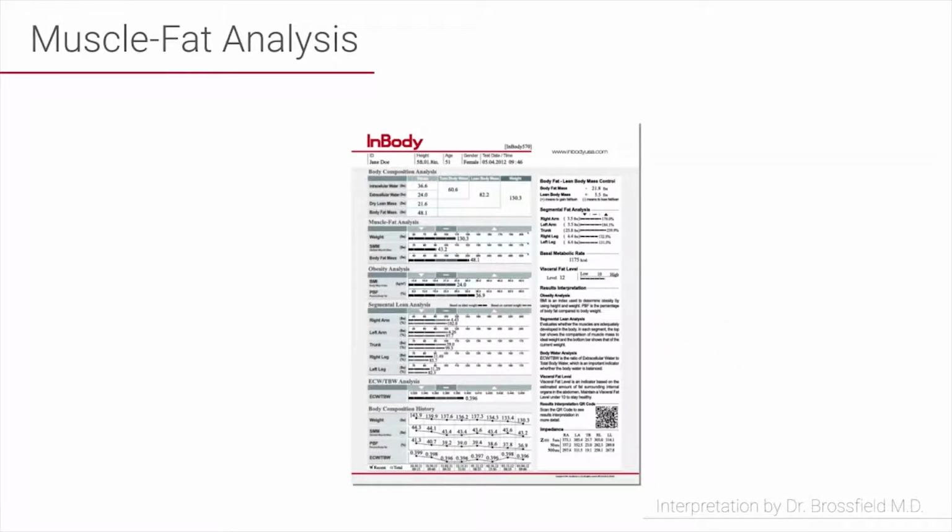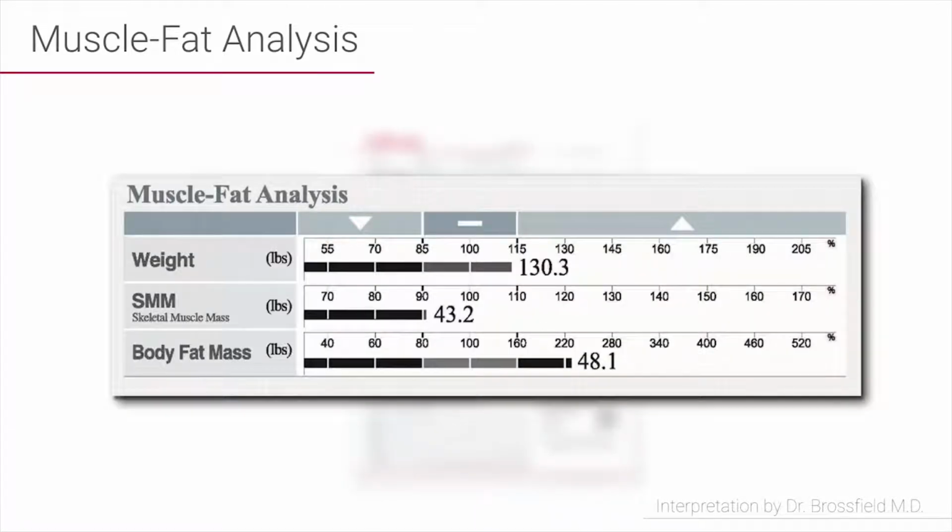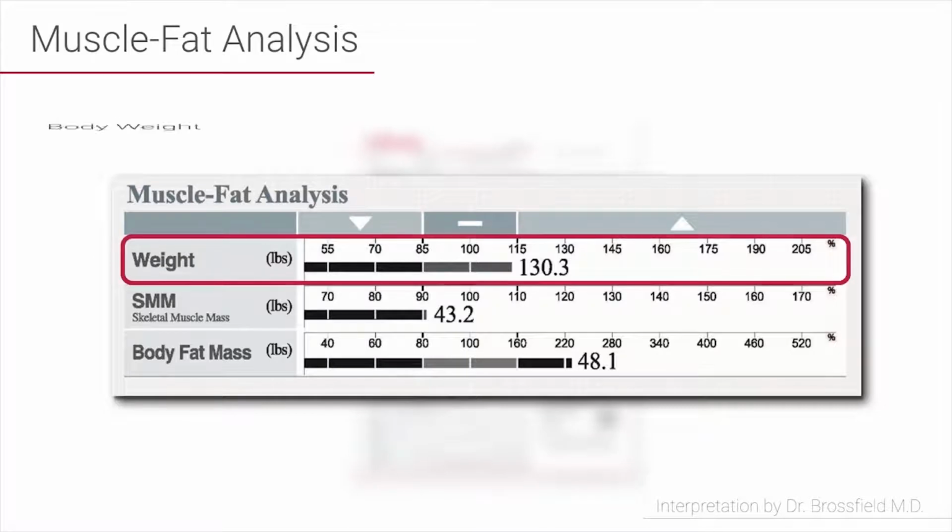The second box down is the muscle fat analysis. This section helps you know whether or not the amounts of fat and muscle that you have in your body are in a normal range for your height and your gender. So if you look at the first line where it has your body weight, you can tell by how this graph line moves over to the right and whether it stops in the below normal, the normal, or the above normal range, whether you're on track with your total weight.